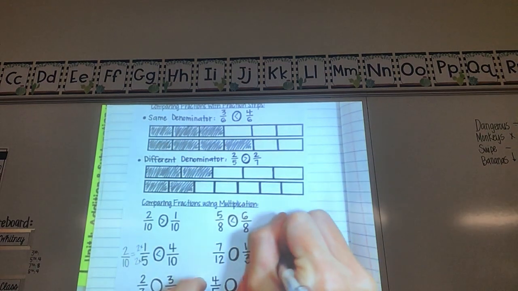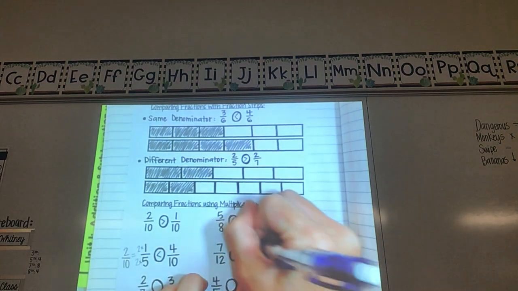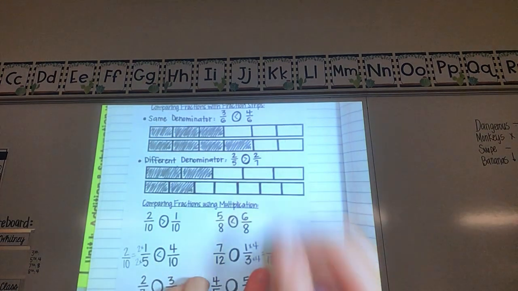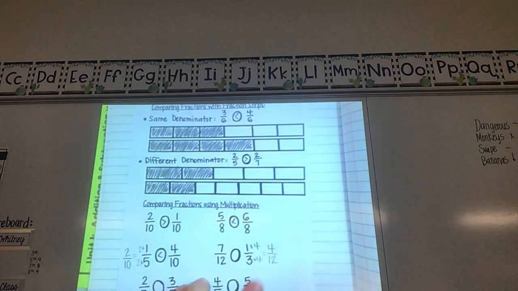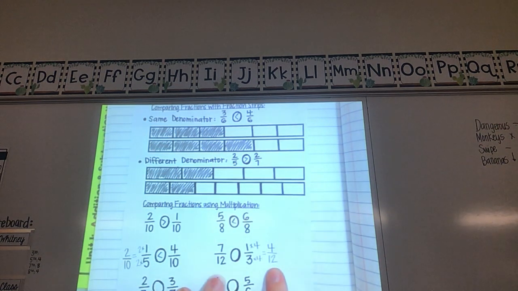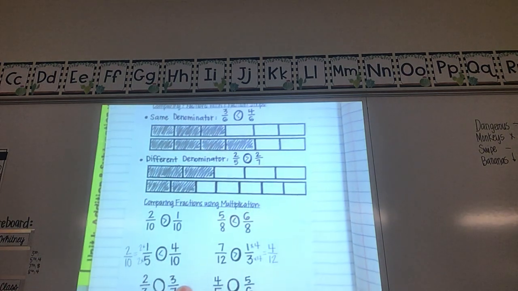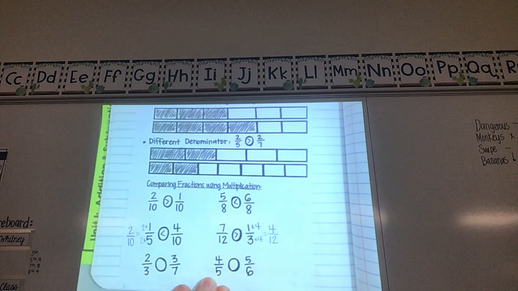So if I times my bottom number by 4, I have to times my top number by 4 also. 1 times 4 would be 4. So my new fraction over here is 4/12. Which one is bigger, 7/12 or 4/12? Hopefully you said 7/12. All right, 2 more here.